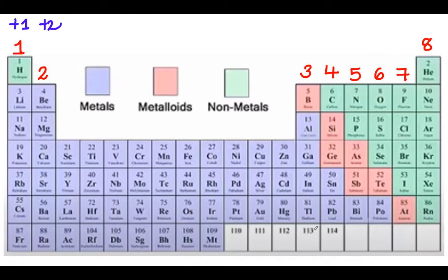Same with group 3. If it's got 3 electrons, it's easier for it to lose those 3 than to gain any more. So anything in group 1 will have +1. Anything in group 2 will have +2. Any element in group 13 will have 3 valence electrons. It's going to lose those 3.